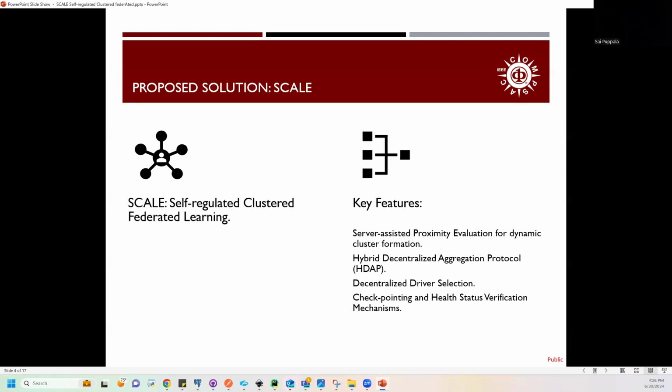As I mentioned, some of the key features of our system is that it is dynamic in nature. Once I get into the architecture, you'll understand what the dynamic nature represents. And it's totally hybrid, meaning that it can communicate with the global server, or it can communicate with the driver itself. Some of the questions that you might have about the key features can be resolved when I start discussing the architecture as a whole. The decentralized driver selection, checkpointing, and health status verification mechanism are some of the key features that we have implemented in Scale.